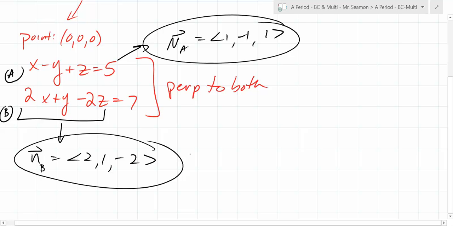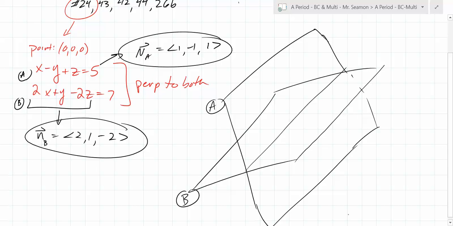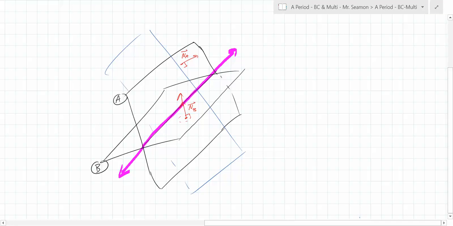Yes, we don't want that though. We want something that is perpendicular to both of them. Perpendicular to both of them. Any ideas of what we can do to find that? A and B are not necessarily perpendicular to each other. I'm just drawing them. It's just easiest to draw when they're kind of close to perpendicular. About that purple line of intersection.